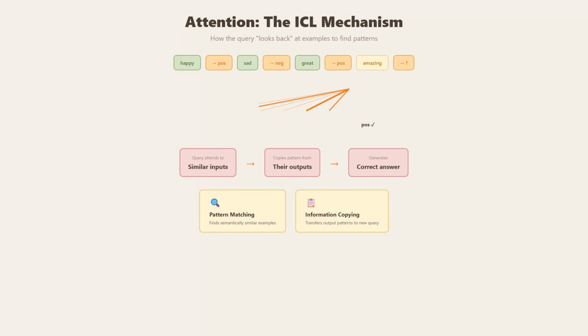The flow is straightforward. The query attends to similar inputs in the demonstrations, copies the pattern from their outputs, and generates the correct answer. This is pattern matching at work. The model finds semantically similar examples and copies the associated output pattern to the new query. It's essentially using attention to transfer information from examples to the answer.